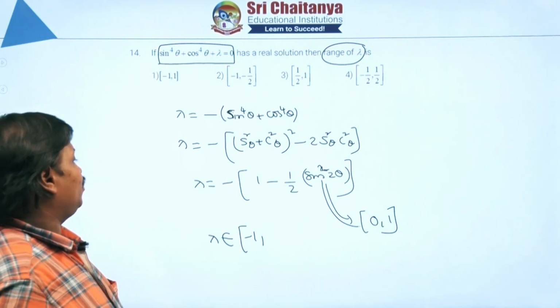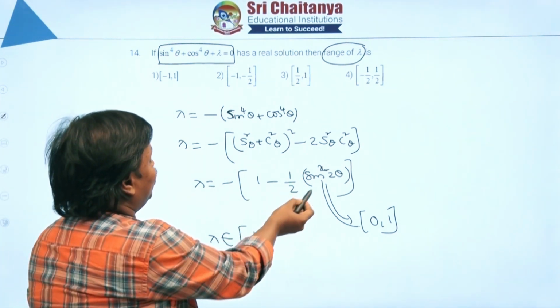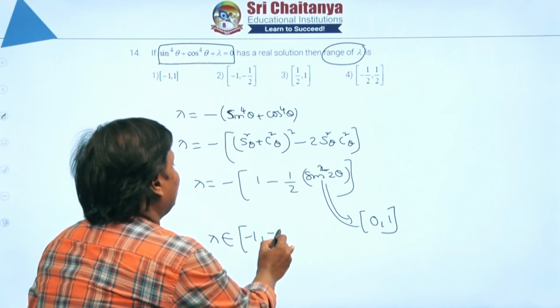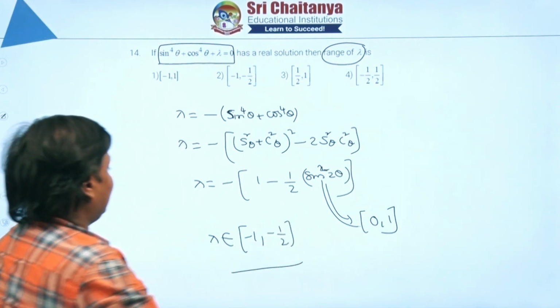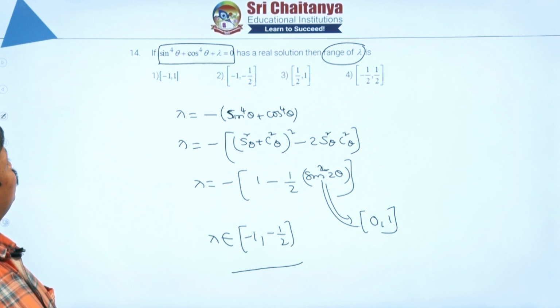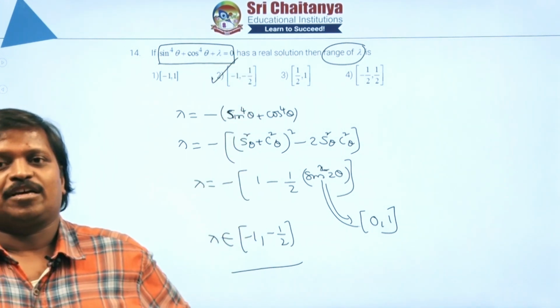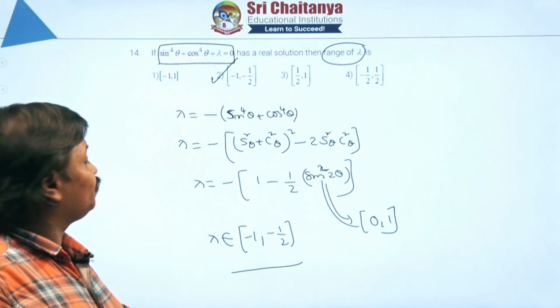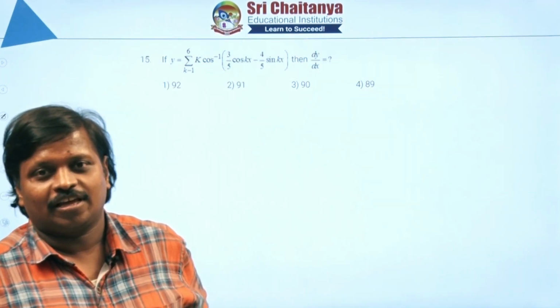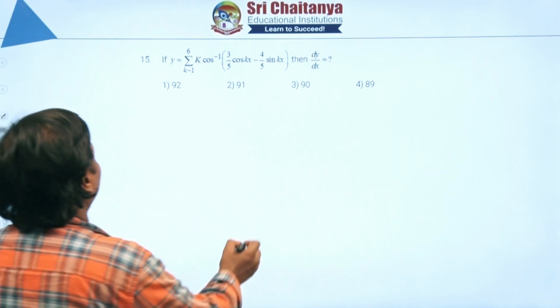If you substitute 1, you will get 1 minus 1 by 2, which is 1 by 2, and with the minus sign, you will get minus 1 by 2. So the range of lambda will become minus 1 to minus 1 by 2. Therefore the range of that function will become minus 1 to minus 1 by 2. Question number 15 came from inverse trigonometric functions.